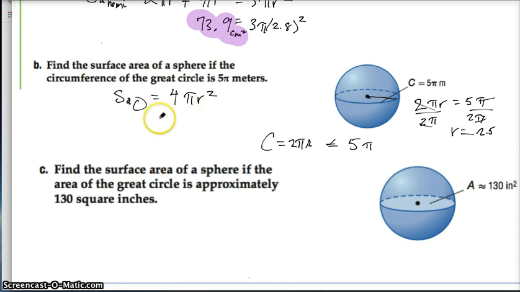Now that I have that radius value, this is pretty straightforward again. 4 times pi times 2.5 quantity squared. That leaves us with 78.5 meters squared.